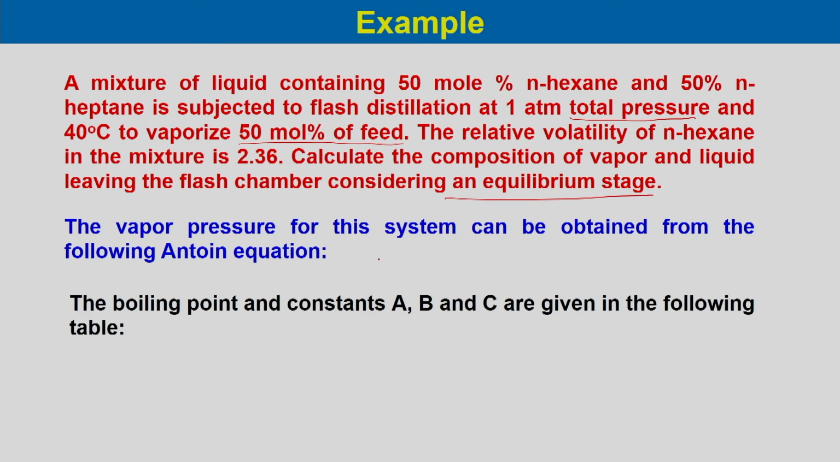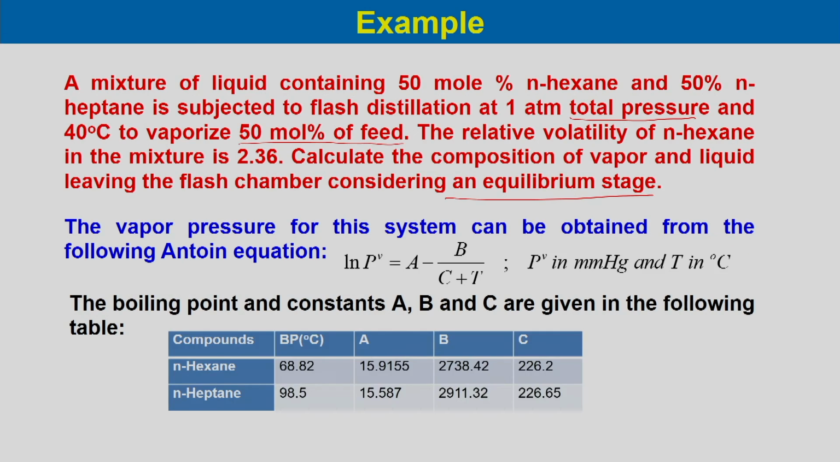The vapor pressure for this system can be obtained from the following Antoine equation. This is the Antoine equation, similar to the problem we discussed in the first lecture, the same example of N-hexane and N-heptane mixture. The boiling points and the constant values for this Antoine equation are given in this table, for N-heptane and N-hexane.